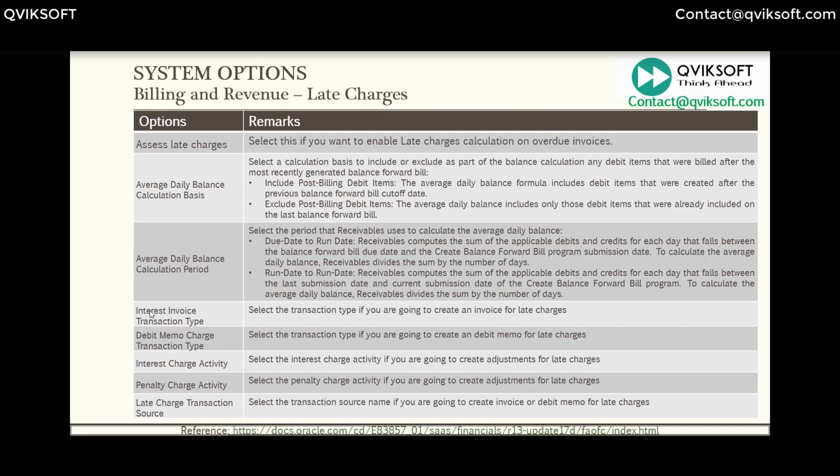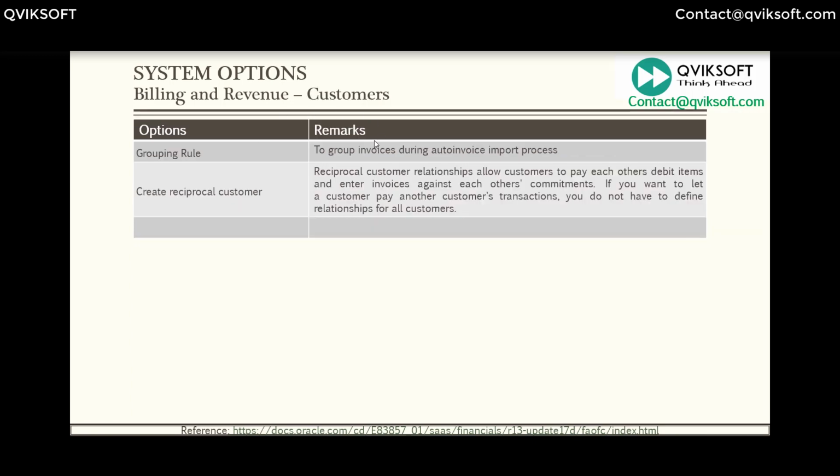Next, for the customer, you can specify a grouping rule. Grouping rules are used basically when you are importing invoices. You can send so many invoice lines from whatever source system is sending to receivables. How does the system decide to group those into one invoice? Those are defined using a grouping rule.